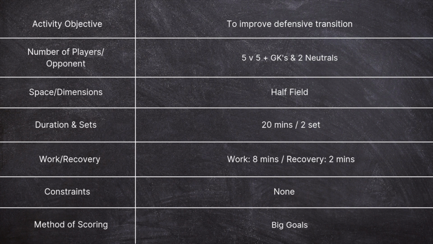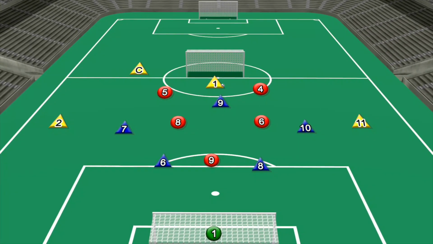Duration and sets: 20 minutes split into 2 sets. Work and recovery: 8 minutes of work followed by 2 minutes recovery. Constraints: none. Method of scoring: big goals. Now that the setup is clear, let's move into Activity 3. The play starts from either goalkeeper.